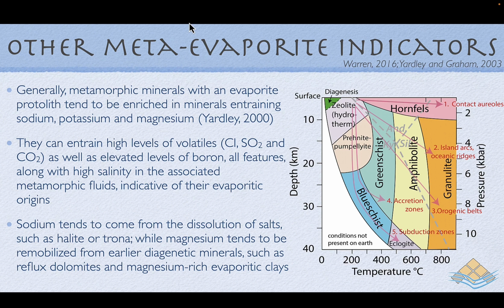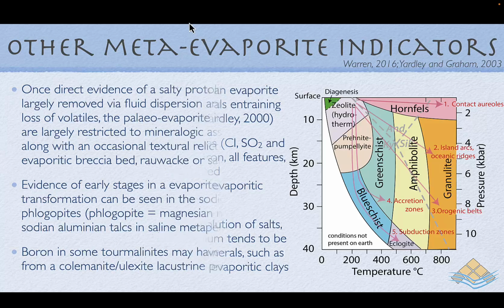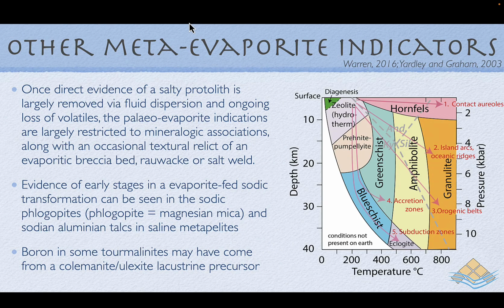The high levels of sodium tend to come from the dissolution and the alteration of halite or trona, the sodic salts, halite in the marine fed, trona in the continental fed evaporite systems, whereas magnesium tends to come from earlier diagenetic magnesian minerals, such as the reflux dolomites or the various magnesium-rich evaporitic clays that we see in many meta-evaporite associations. However, once the evaporites, especially the halite, is altered, transitioned into a variety of metamorphic minerals, the direct evidence of a salty protolith is largely removed.